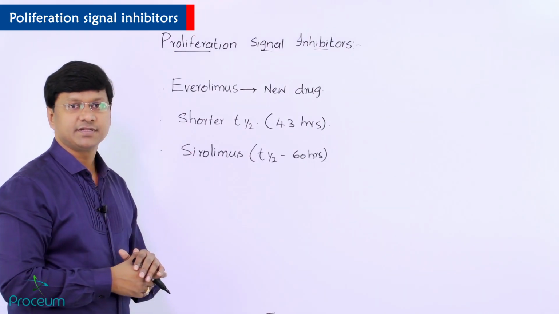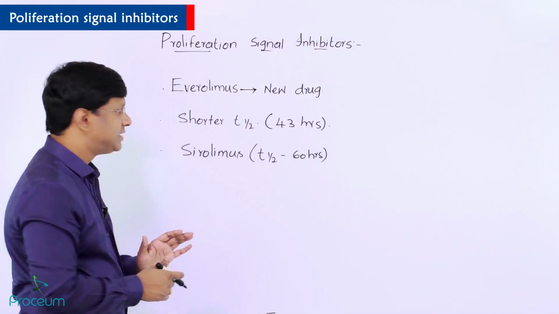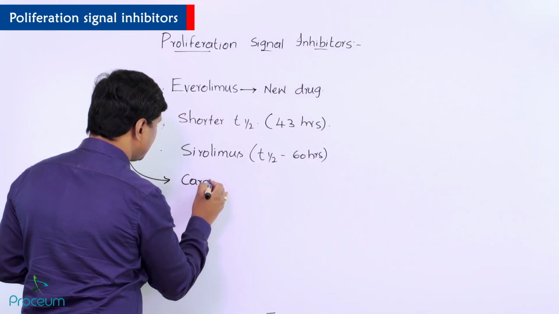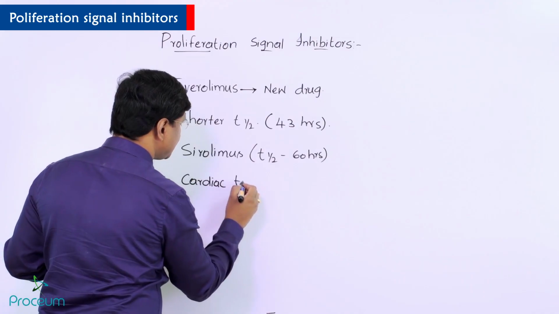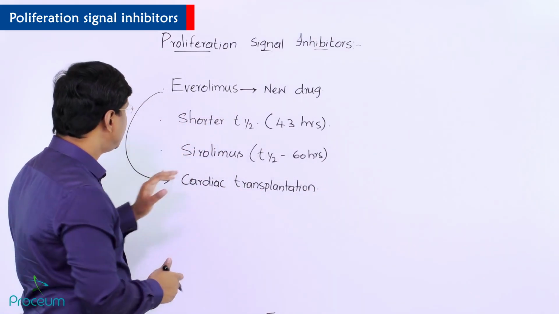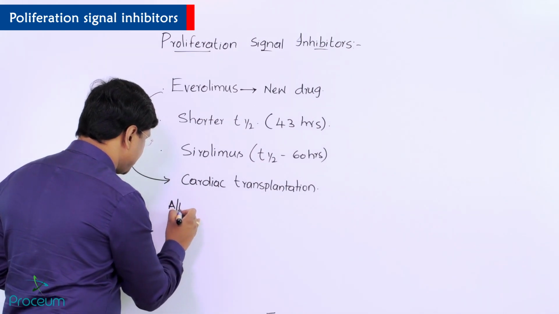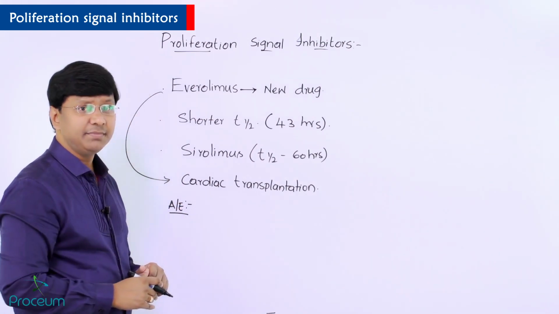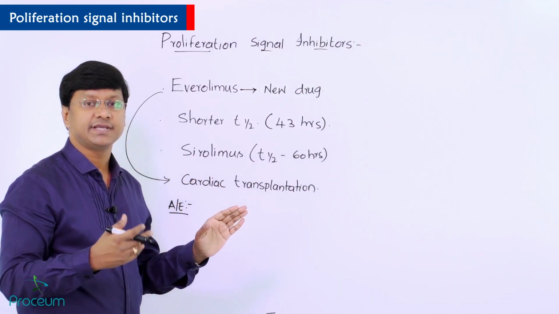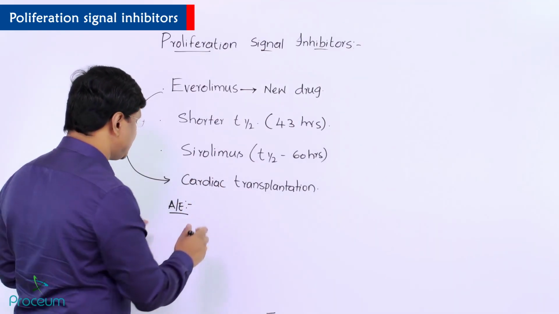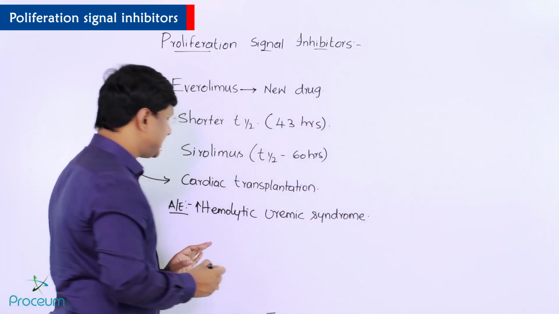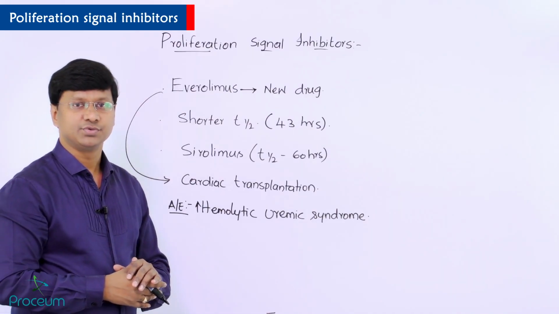Now, where is everolimus useful? Remember, it is useful in case of cardiac transplantation. And if you take the adverse effects of everolimus, remember, these drugs increase the risk of hemolytic uremic syndrome, right?